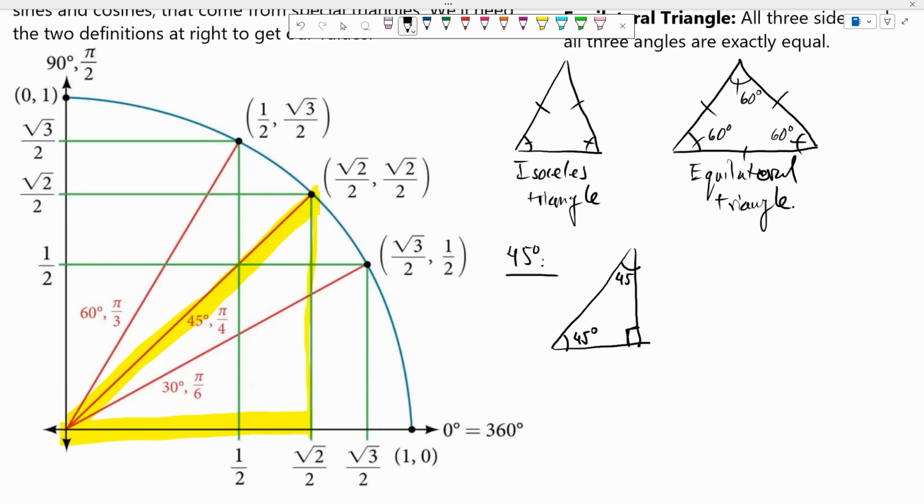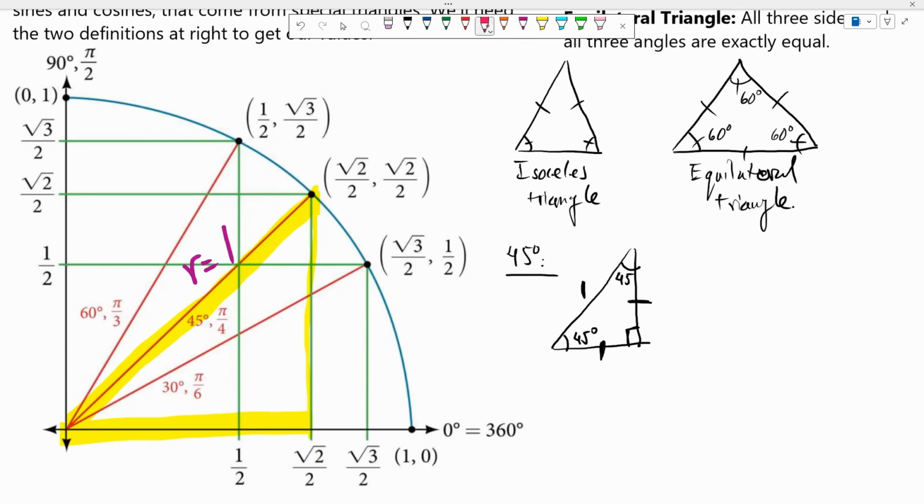Okay, since the two angles are equal, we have an isosceles triangle. So that means this side and this side are the same. If you take a look at the circle on the left-hand side of the screen, we're saying that this radius is equal to 1. So that means our hypotenuse here is equal to 1.